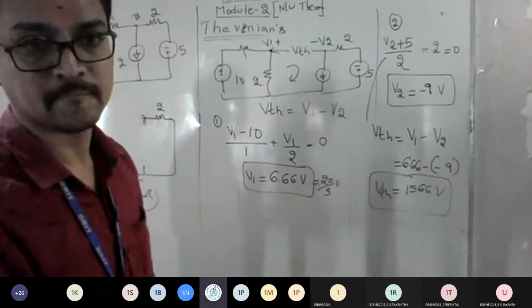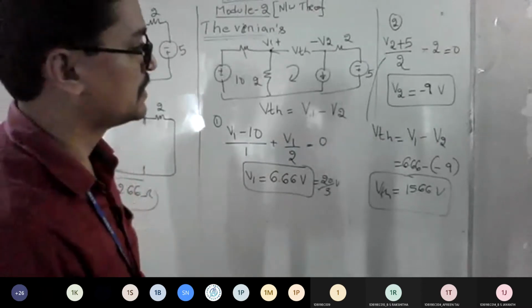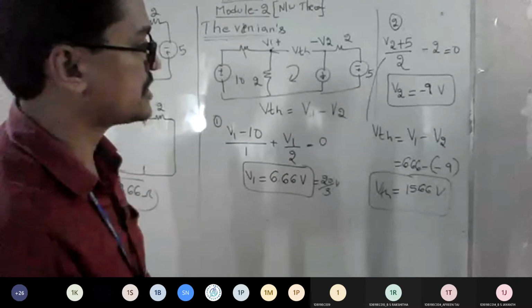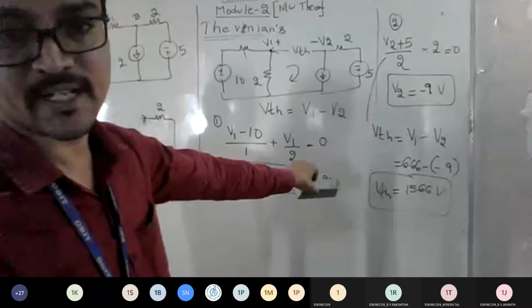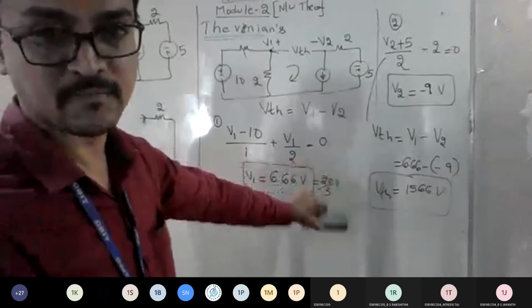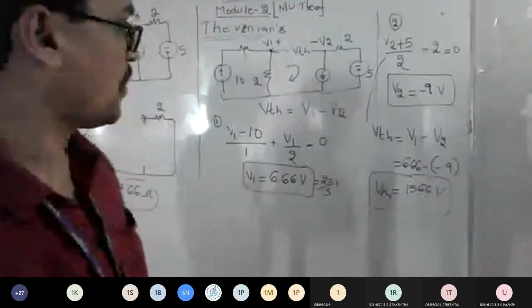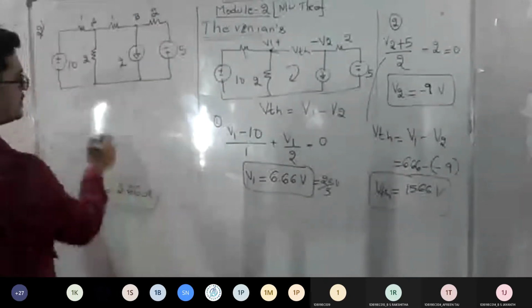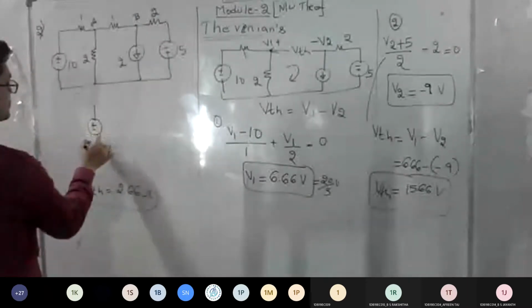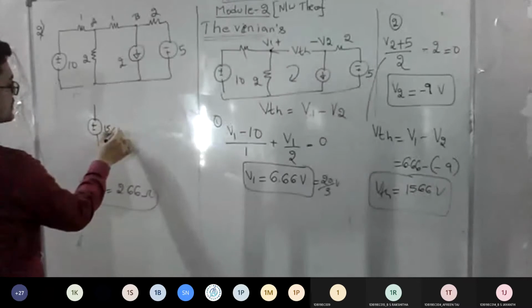I'm doing, sir. Okay, do it. So it's answered differently. So everyone got this VTH 15.66 now. So we got RTH 2.66. What do you think? So VTH plus or minus 15.66.